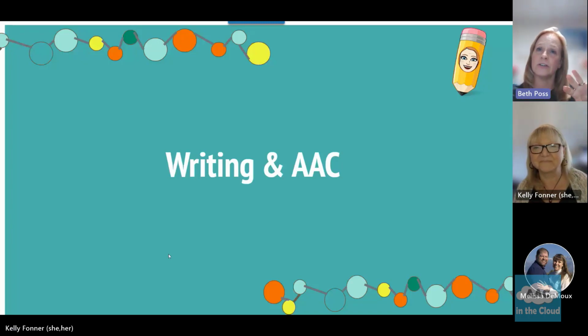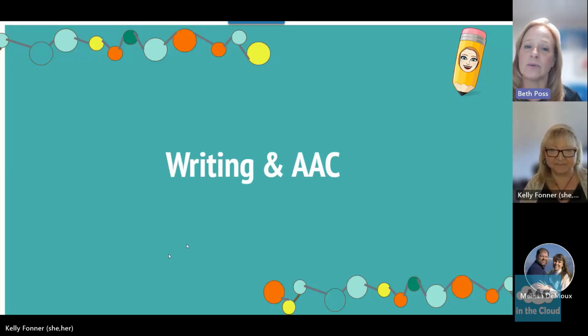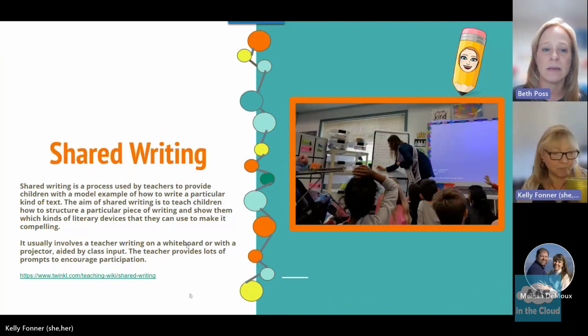So we're going to switch gears a little bit and connect writing and AAC. So again, we're still connecting those dots, but now instead of me being writing on the computer, I have become a pencil as my Bitmoji.